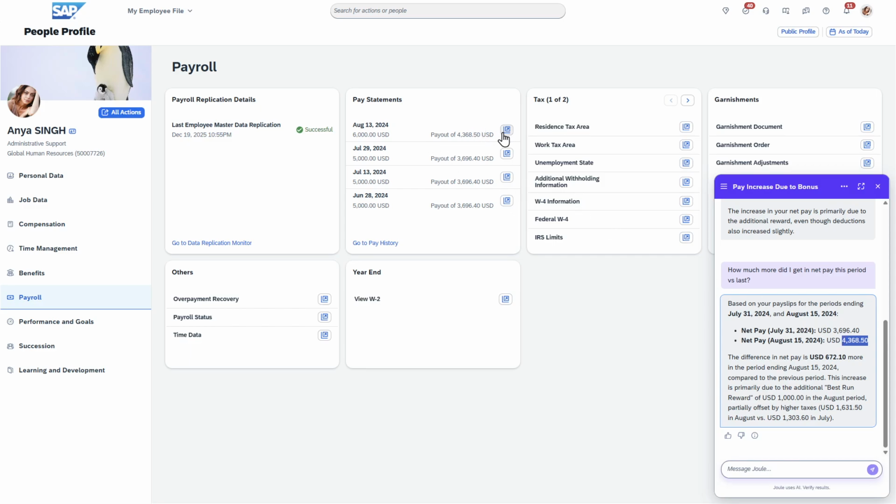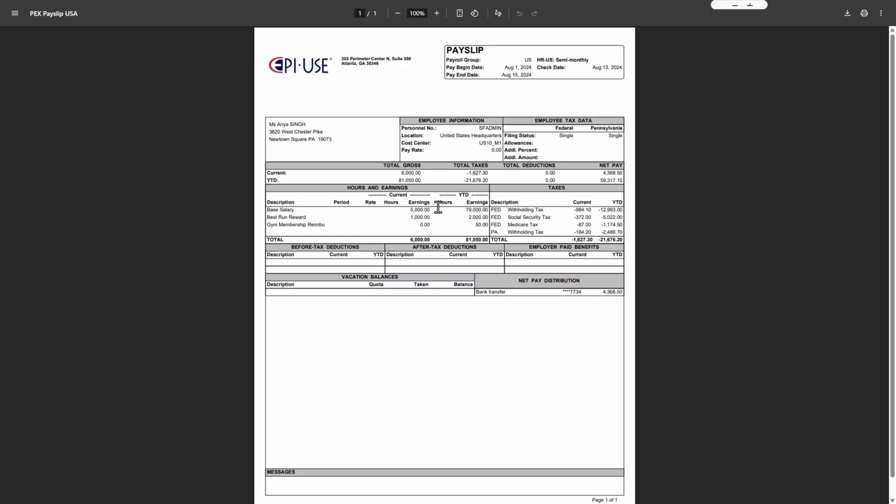And so if I wanted to take a look at this, 4,368.50, that's the net amount. And if I just want to reconcile this with the pay statement, I'll go directly into it, 4,368.50. So it's pulling in the amounts from there.